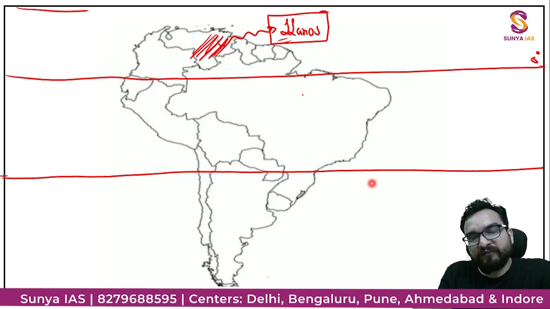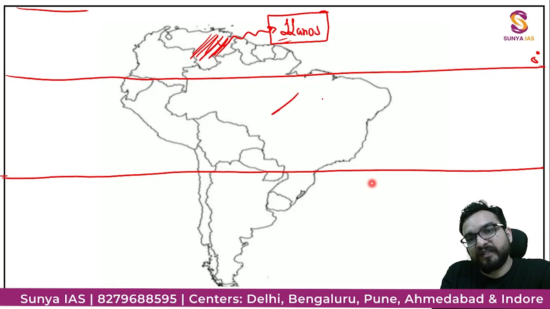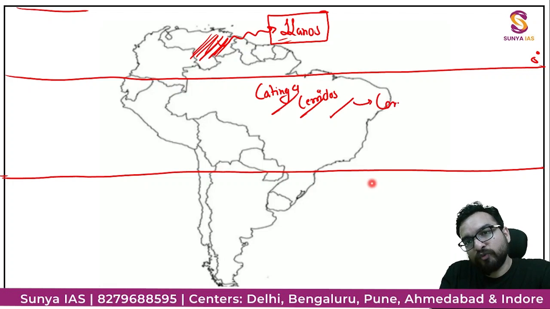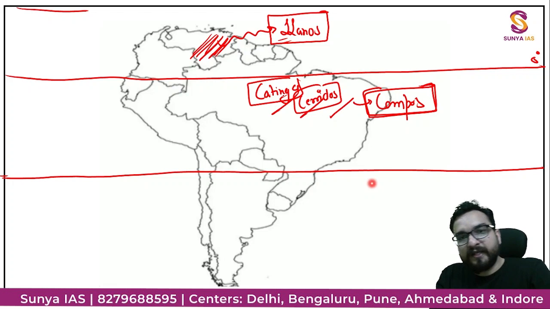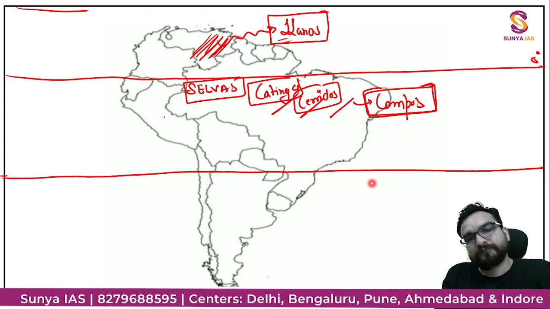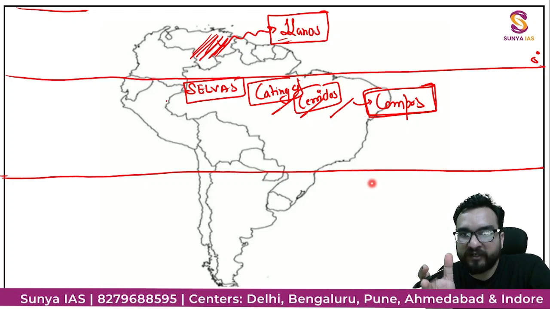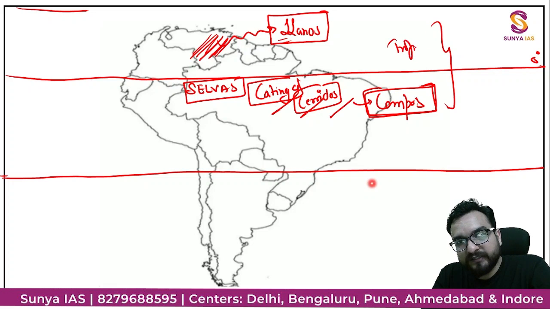In the Brazilian region, you will find some grasslands. These are also tropical grasslands, in the form of three grasslands, guys, over here. One is Caatinga, one is Cerrados, third one is Campos. Caatinga, Cerrados and Campos. Over here in Brazil you will find these. Here, the equatorial rain forest, what was I saying, Selvas. That is different, Selvas, equatorial rain forest. These are the grasslands: Caatingas, Cerrados, Campos. These are my tropical grasslands, tropical grasslands.